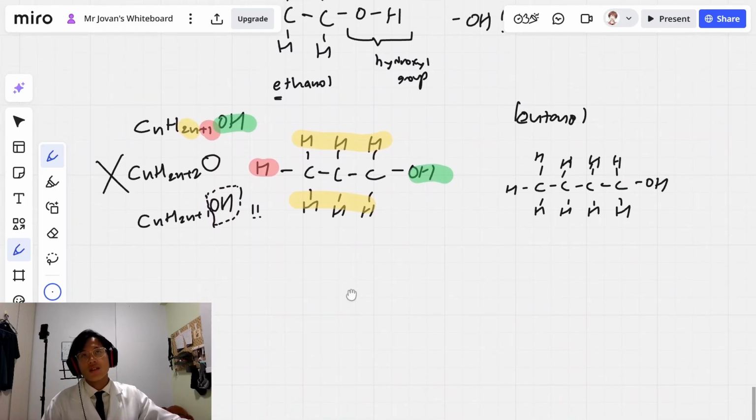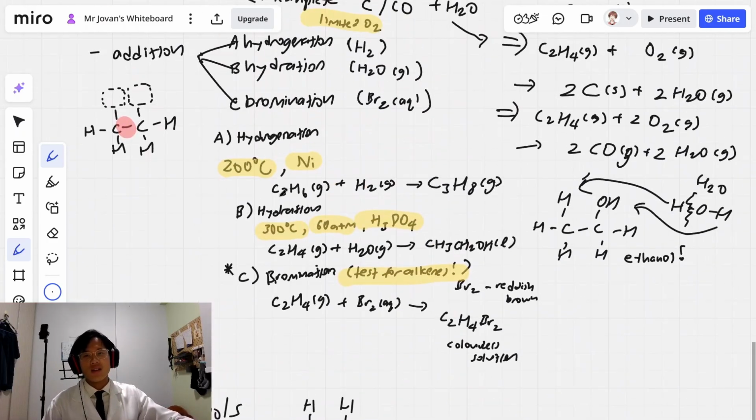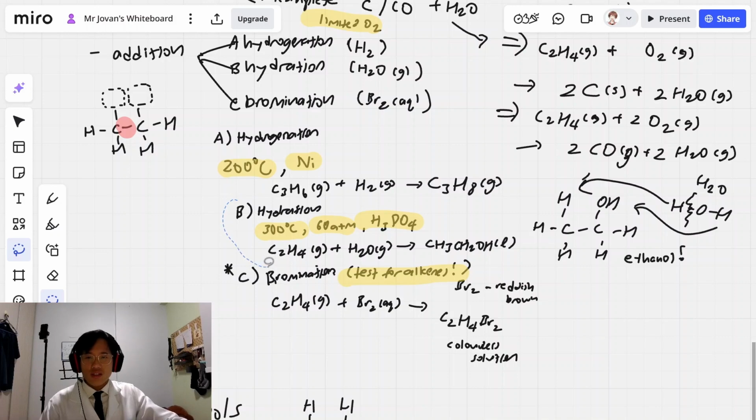Can you tell me how an alcohol is produced? Wait a minute, didn't we learn this just now? Hydration. We literally just learned it because everything is linked together.